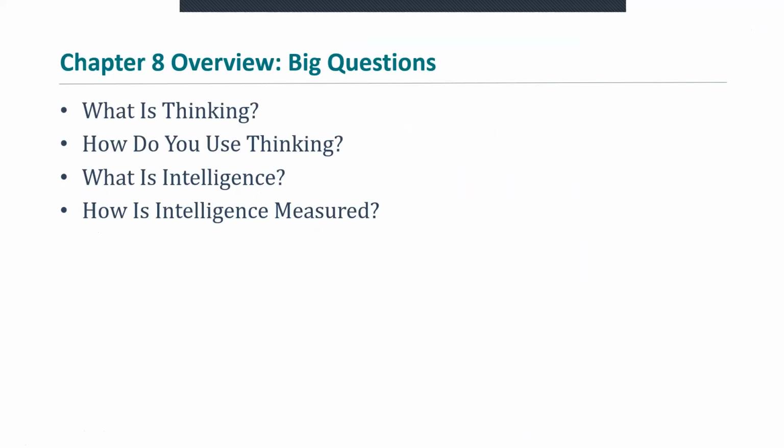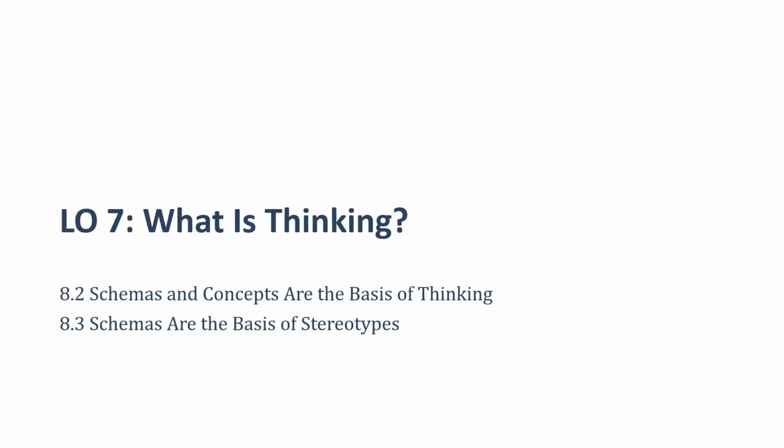The big questions we will be looking at are: what is thinking? How do you use thinking? What is intelligence, and how is intelligence measured? So let's dive into learning objective 7 and look at what is thinking. And we'll begin with a definition.